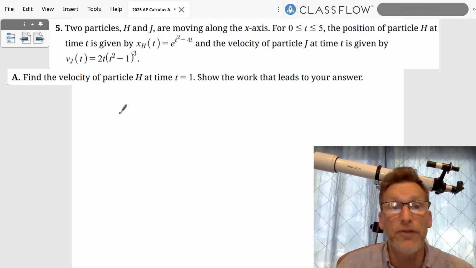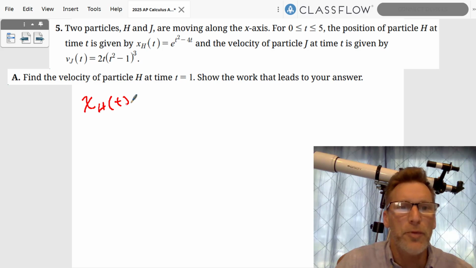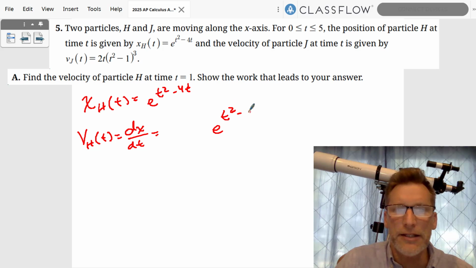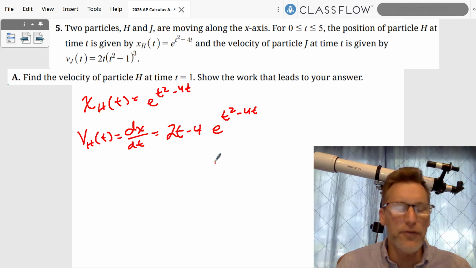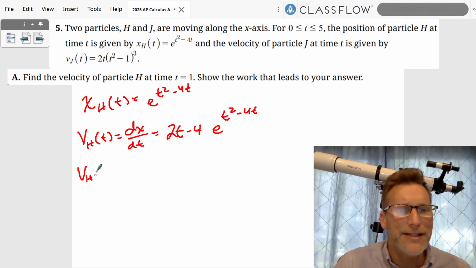The first thing we want to find is the velocity of particle H, which means they gave us the position function with respect to time, e to the t squared minus 4t. So we want to find the velocity of H, which is the derivative of position with respect to time. The derivative of e to anything is e to anything, t squared minus 4t. But because of the chain rule, we have to take the derivative of the t squared minus 4t, and we get 2t minus 4.